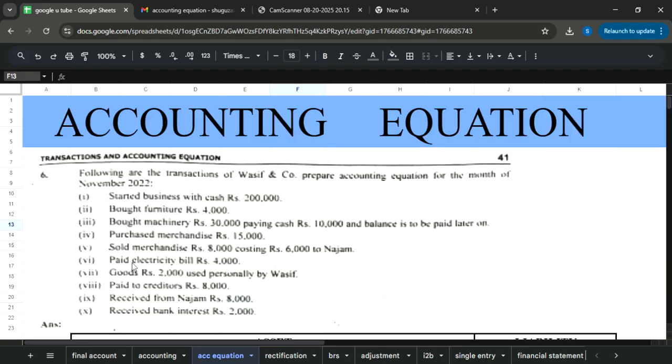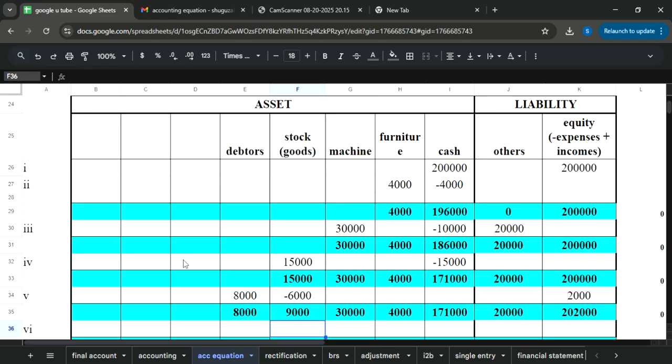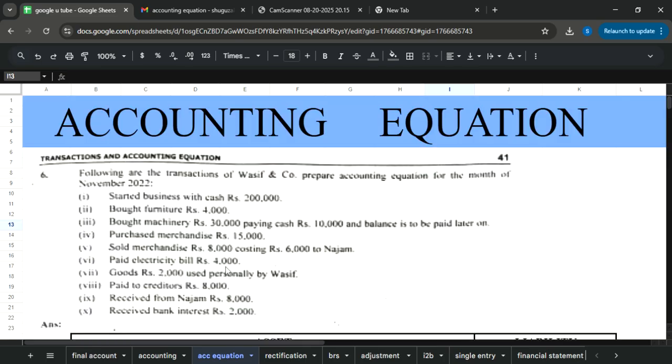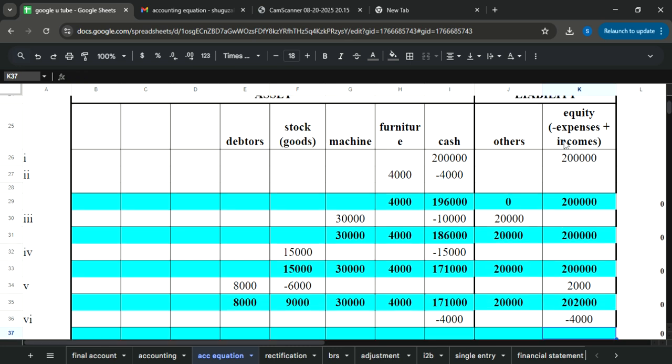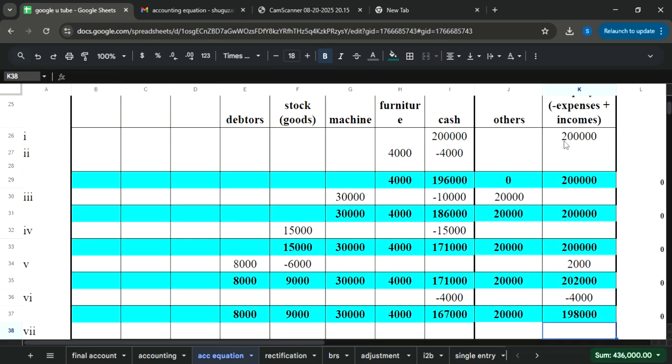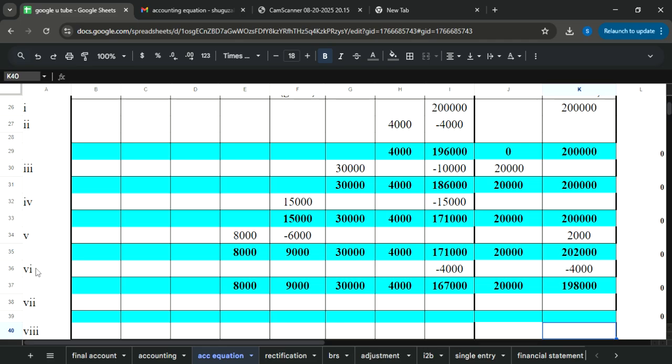Now 6, paid electricity bill. When you will pay, it means decrease in cash. You will come over here, decrease in cash. How much? 4,000, minus 4,000 in the cash column. Electricity bill is basically your expense and the sign of expense is minus. In equity, 4,000 bill minus sign would appear over here. And finally, after completing the entry, you will total on both sides. This was entry number 6.